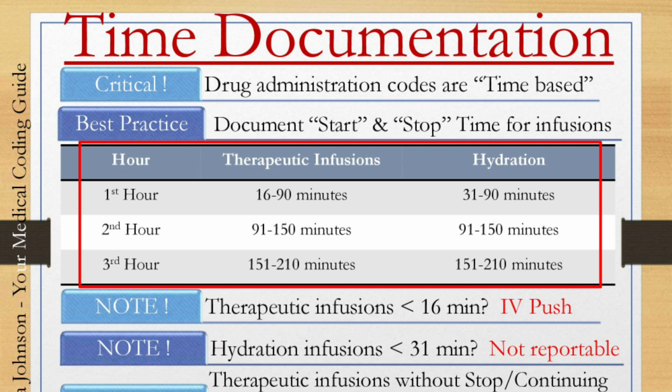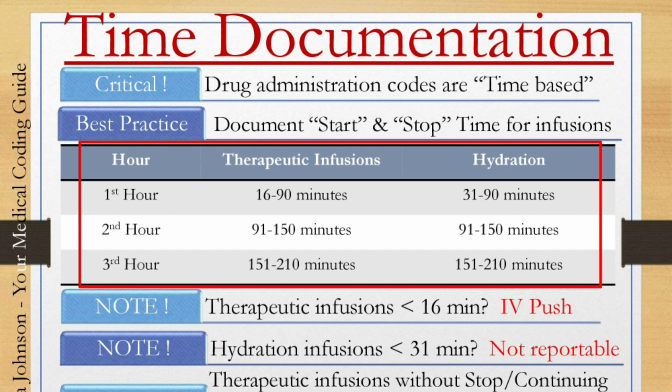The first hour in therapeutic infusion means 16 to 90 minutes. For the first hour of hydration, it means 31 to 90 minutes. The second hour for therapeutic infusion should be considered as 91 to 150 minutes, and for hydration the same, 91 to 150 minutes. The third hour of infusion for therapeutic will be 151 to 210 minutes, and for hydration the same, 151 to 210 minutes.